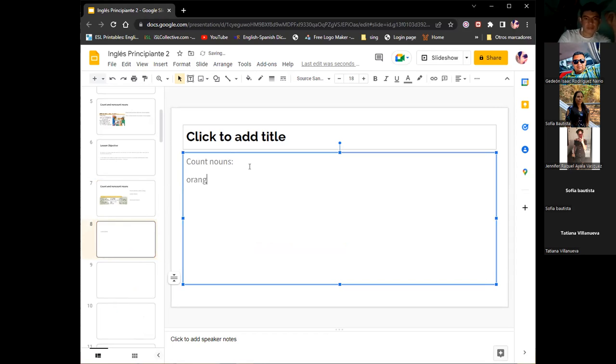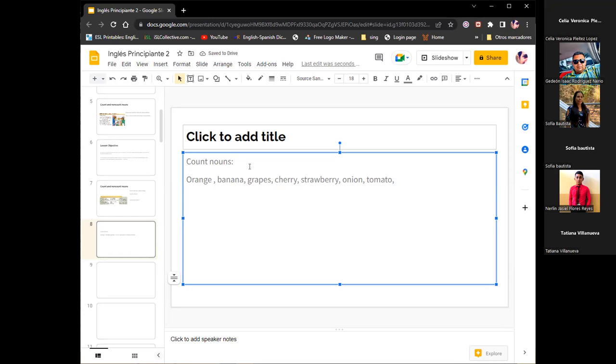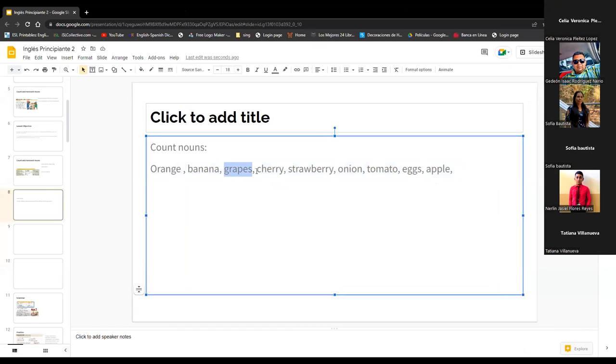Orange. Orange, ajá. Bananas. Banana, ajá. What else? Grapes. Grape, ajá. Cherry. Cherry, ajá. Strawberry. Strawberry, ajá. Lemon. Onion. Tomato. What else? Egg, apple. Eggs, apples, ajá. What else? How do you say uvas? Grapes. Yes, estas que están aquí, grapes, estas son uvas.